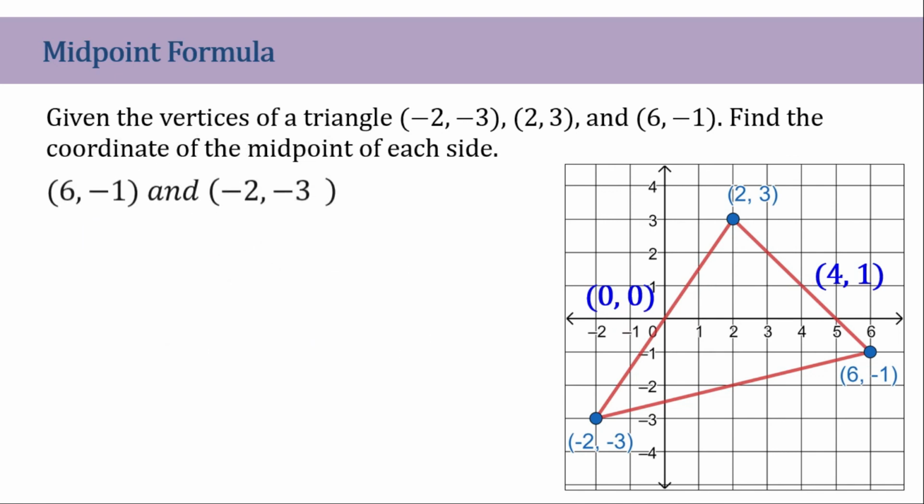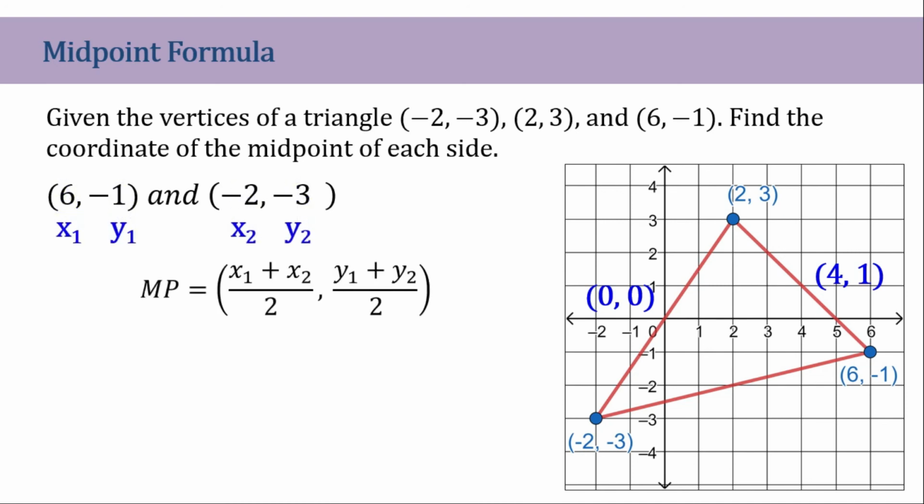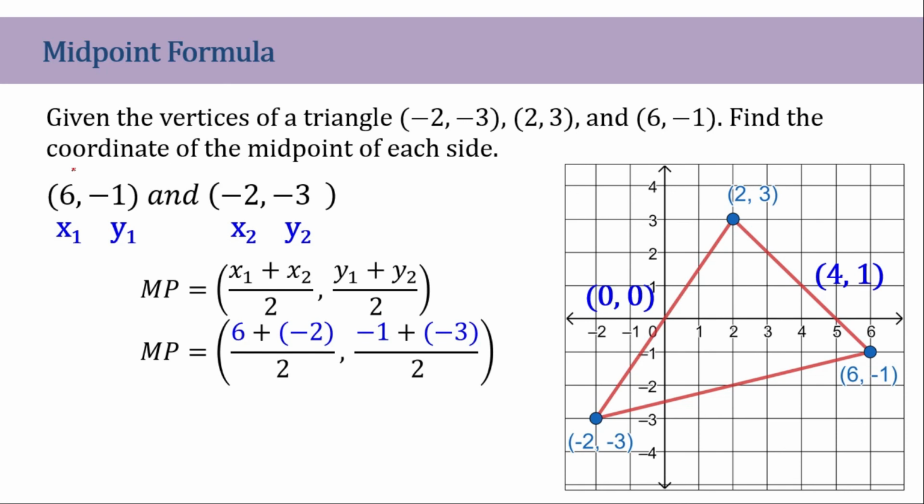And for the last side, we have 6, comma negative 1 and negative 2, negative 3. Again, 6 plus negative 2. Then this one is negative 1 plus negative 3. We have 4 over 2 and negative 4 over 2. So the midpoint is 2 comma negative 2. So this will be the midpoint.